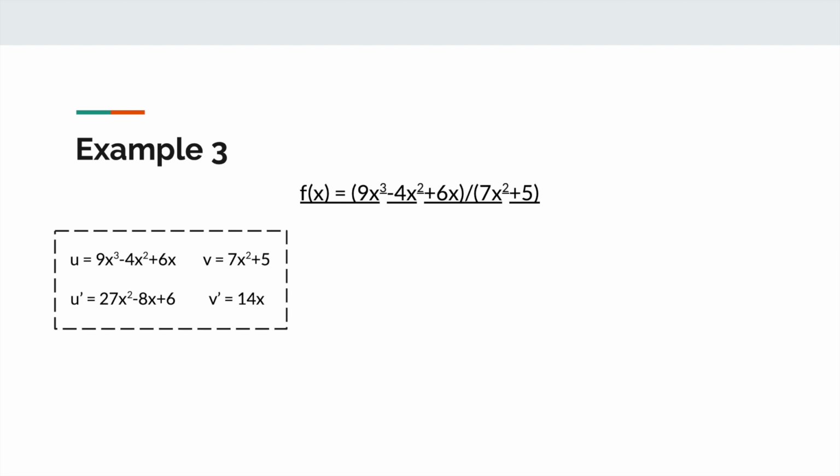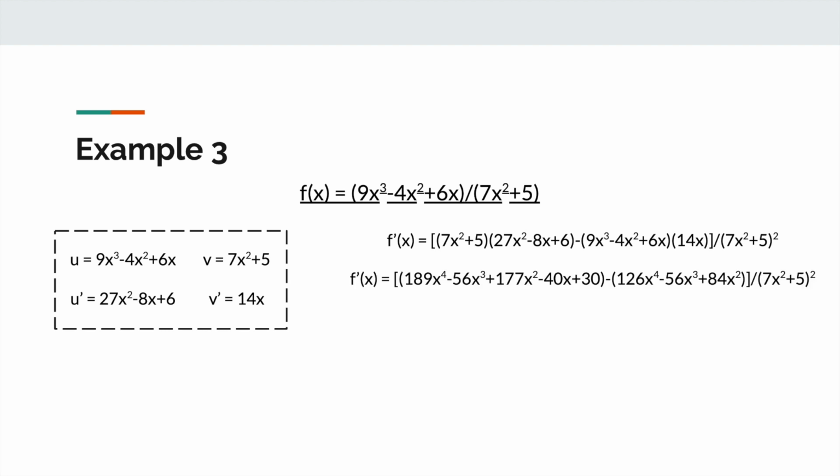When you put this into an equation, we get that f prime of x is equal to 7x squared plus 5 times 27x squared minus 8x plus 6 minus 9x cubed minus 4x squared plus 6x times 14x all over 7x squared plus 5 squared. When we multiply everything out, we get that f prime of x is equal to 189x to the fourth minus 56x cubed plus 177x squared minus 40x plus 30 minus 126x to the fourth minus 56x cubed plus 84x squared all over 7x squared plus 5 squared.